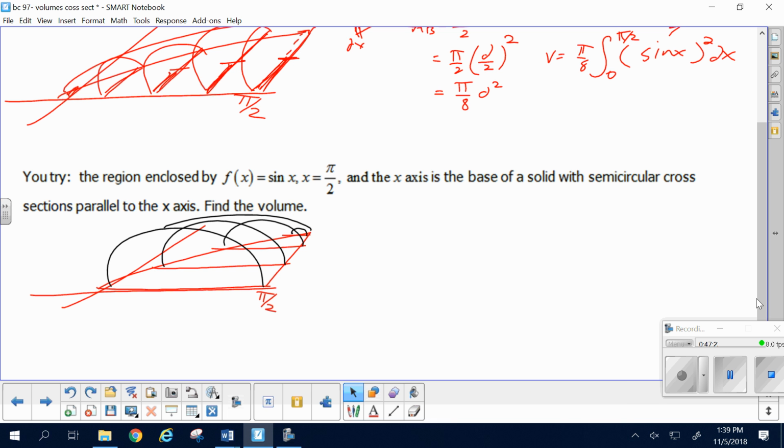You can go home and tell your mom today you learned how to find the volume of an infinite taco.